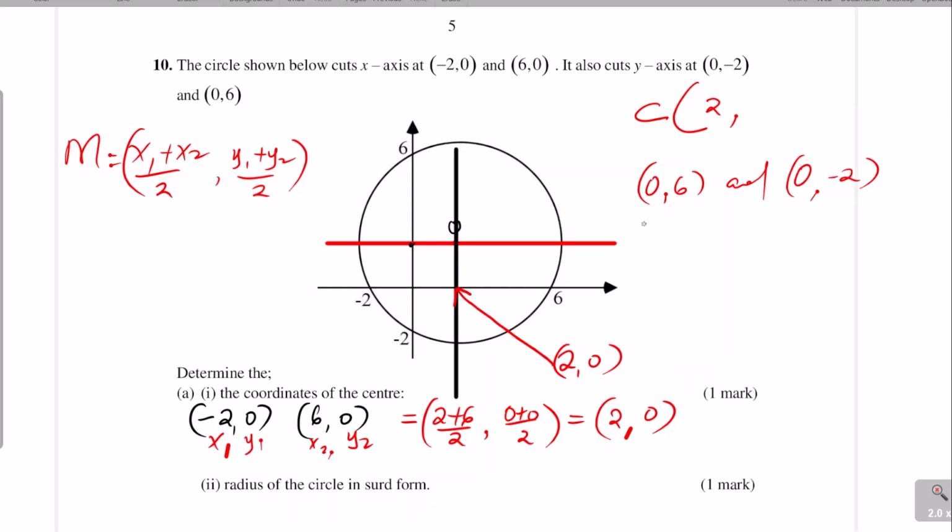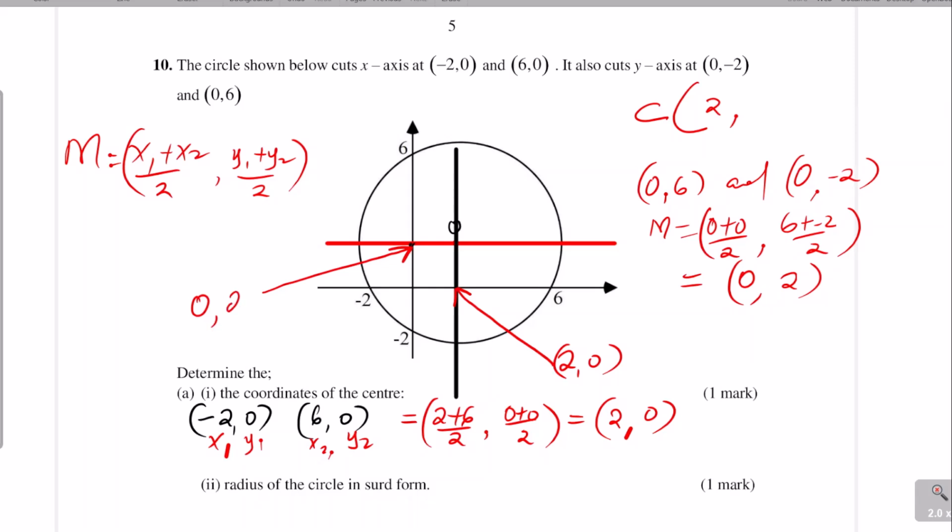So we get the midpoint. The formula for getting the midpoint is here: 0 plus 0 divided by 2, then 6 plus -2 divided by 2. So this one will give 0, and this is 4 over 2, which is 2. So again, this point here is (0, 2).